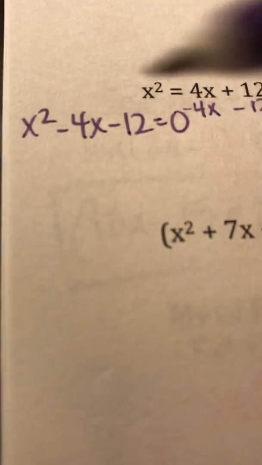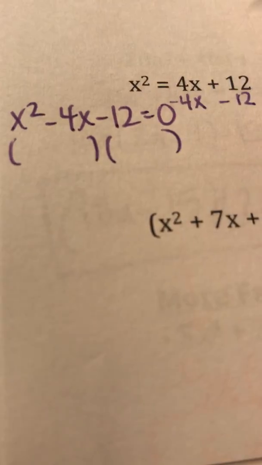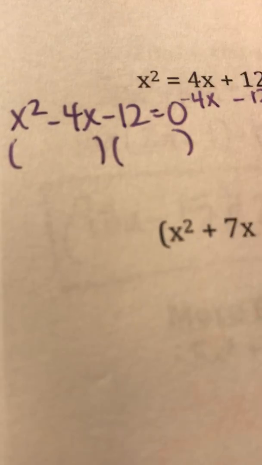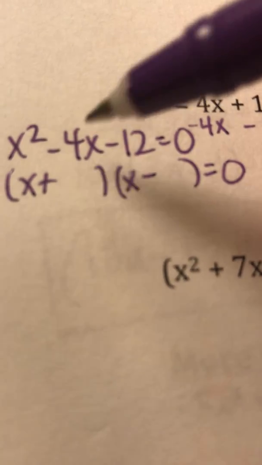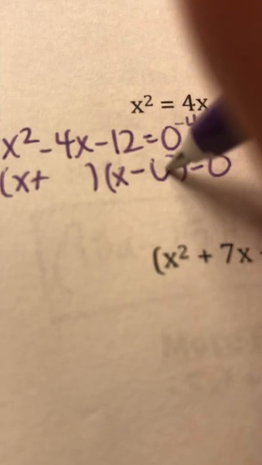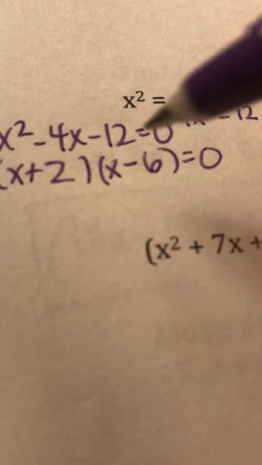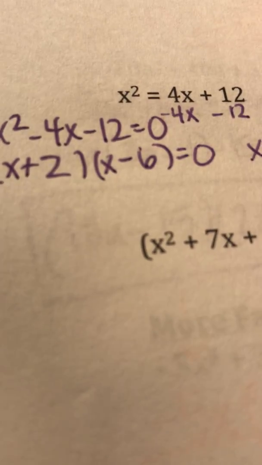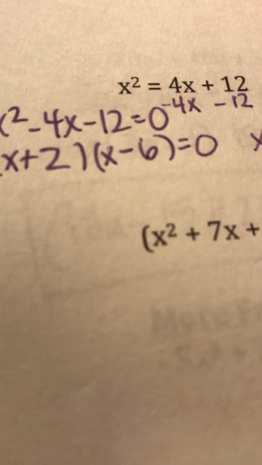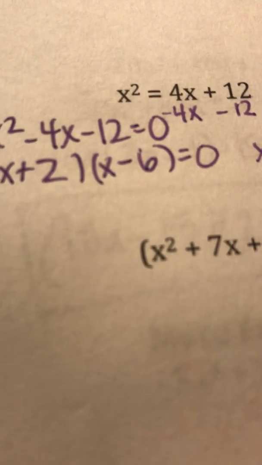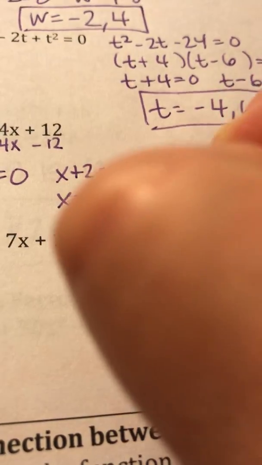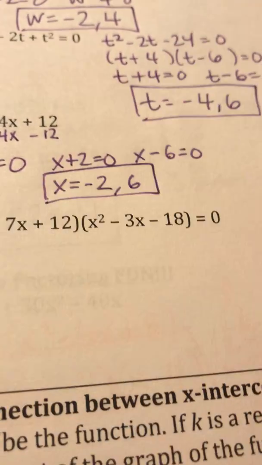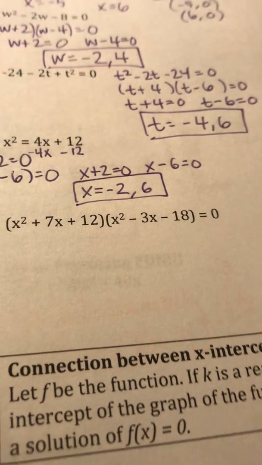Okay, now I'm going to factor this. This is a negative, so I know that I need positive and negative. So x plus, x minus. Factors of 12 that have a difference of 4, 6 and 2, minus 6 plus 2. So now I have x plus 2 equals 0, and x minus 6 equals 0. So here x equals, whoops, negative 2 and a positive 6.